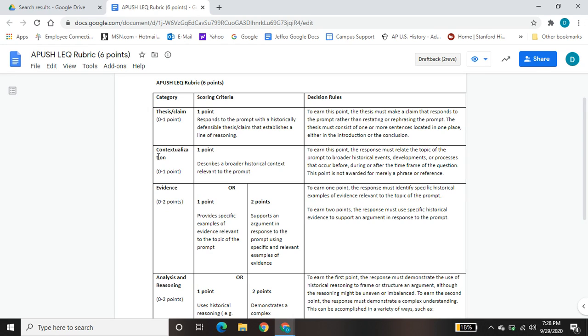What's the larger picture? What's the background here? Context really works better at the beginning of the essay, either in the introductory paragraph of the essay or in the very first paragraph after the introduction. Context is a separate point. You've got to have it. You've got to explain what some of the historical events, developments, or processes were that occurred during this time to influence this particular issue.